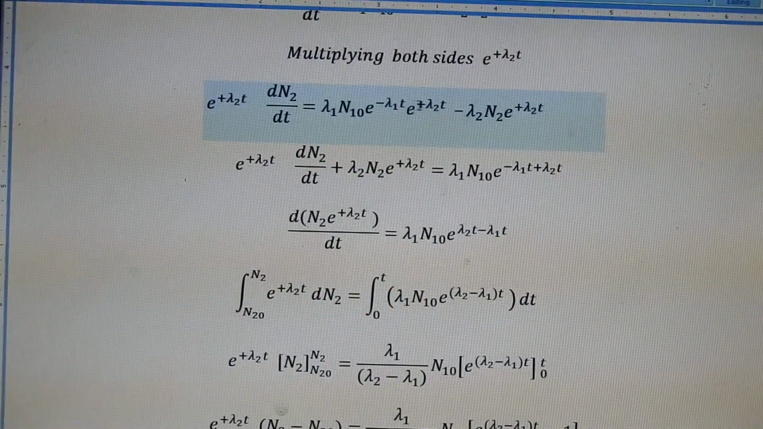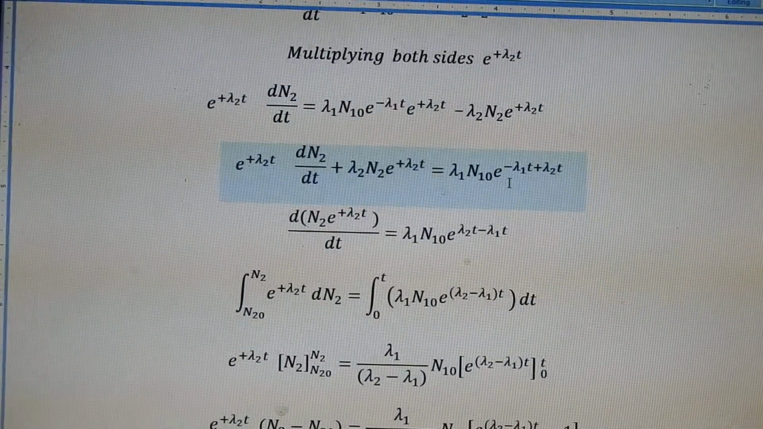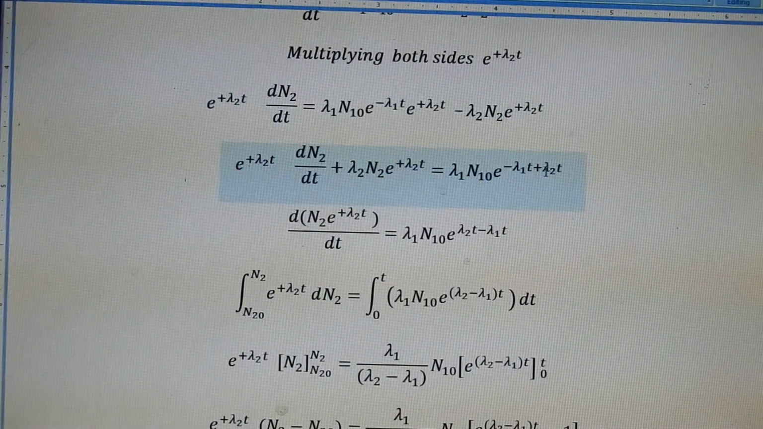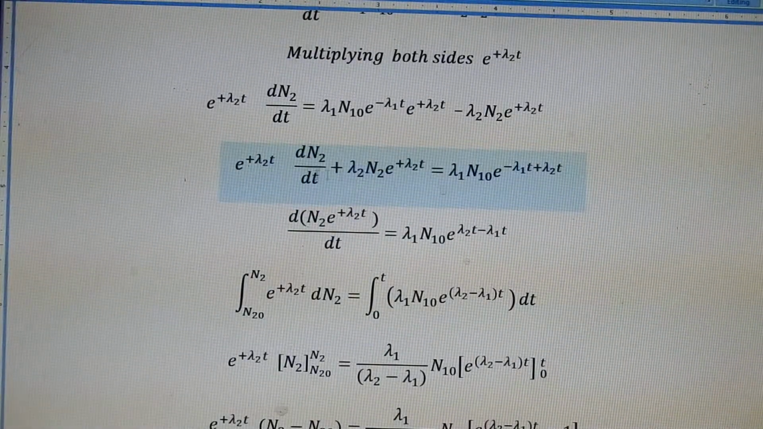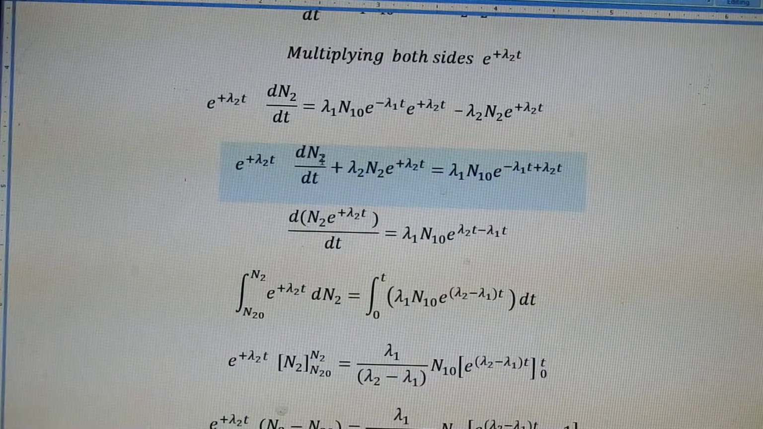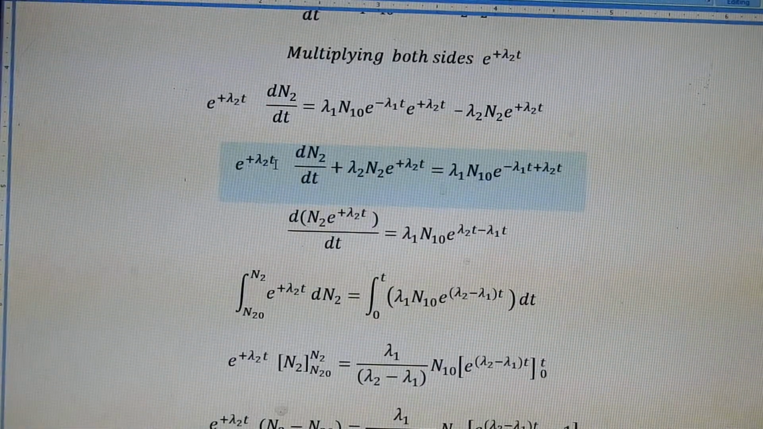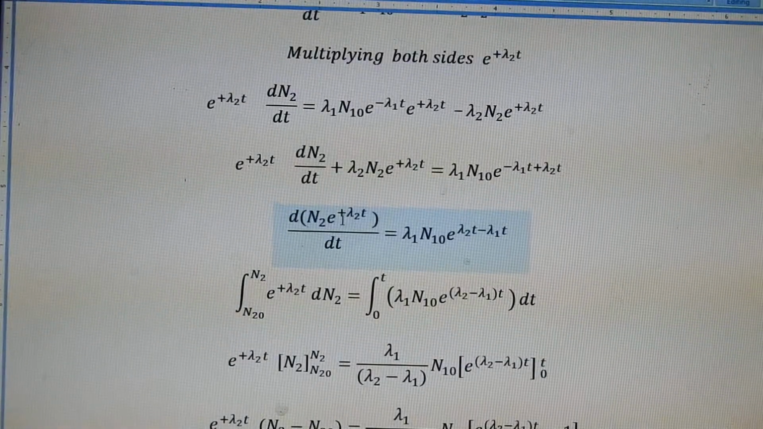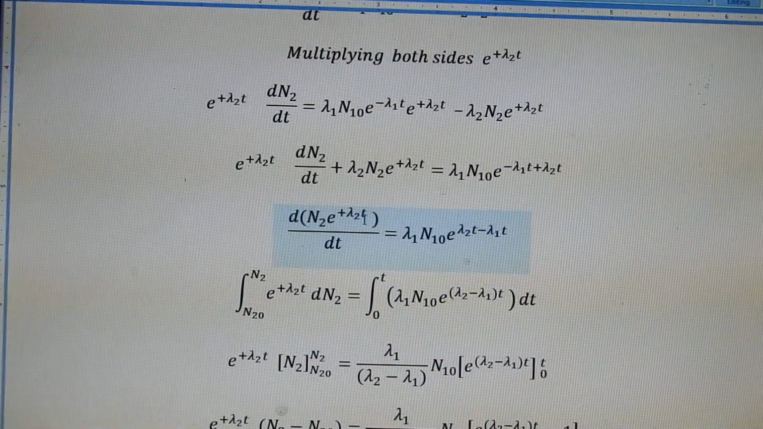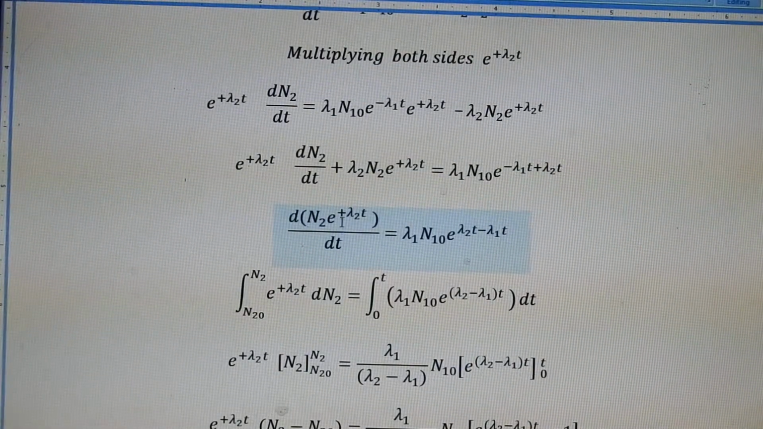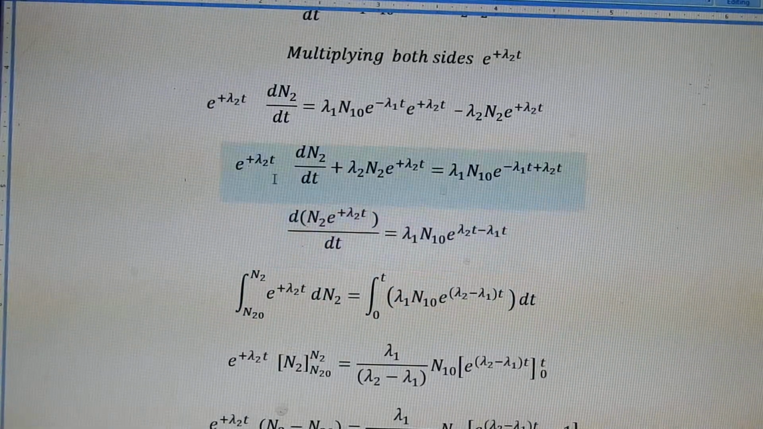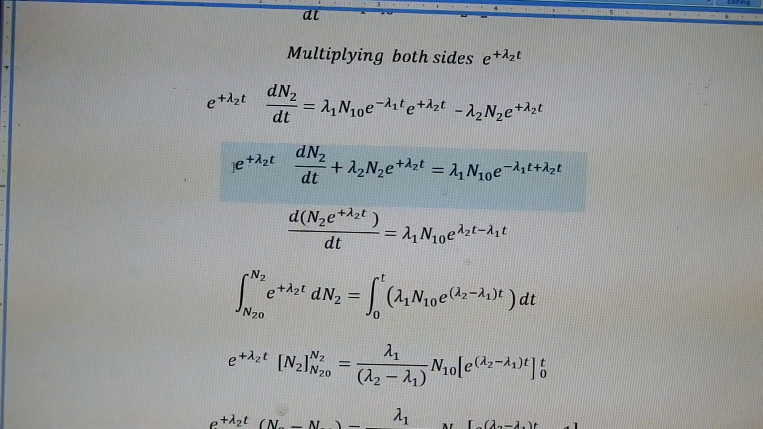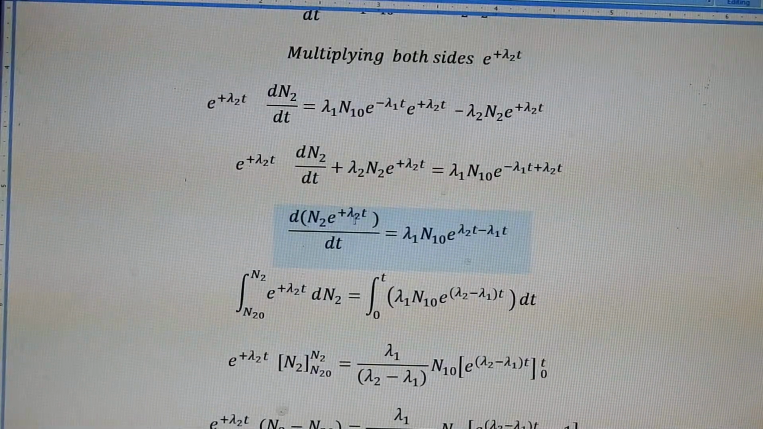So here minus λ1 t, here λ2 t; t is common, so I can write e to the power of (λ2 minus λ1) t. Now the left side is like a differentiation of N2 and e^(λ2 t), so I write it as d/dt of N2 e^(λ2 t), like the derivative of a product uv, where N2 is u and e^(λ2 t) is v. So I write d/dt of N2 e^(λ2 t).